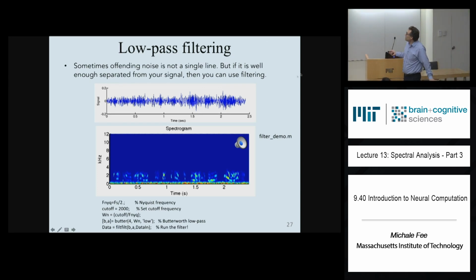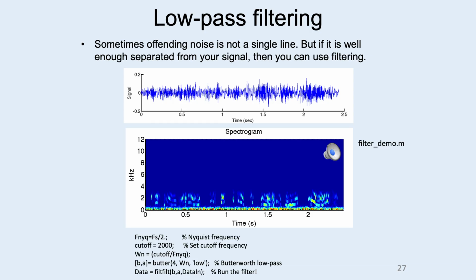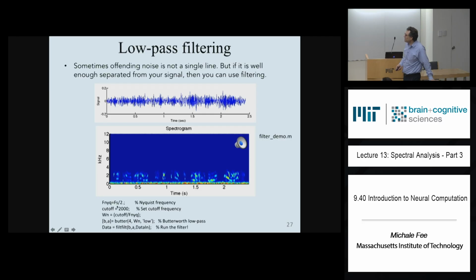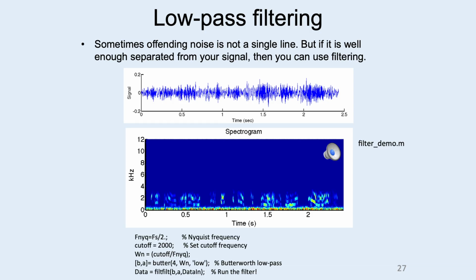Okay, all right. So now we just did that by again giving it the Nyquist, the cutoff. We're going to cut off above 2000, pass below 2000. We're going to tell it to use a Butterworth filter. Now low pass, and again we just pass it the parameters and the data, and it sends us back the filtered data.